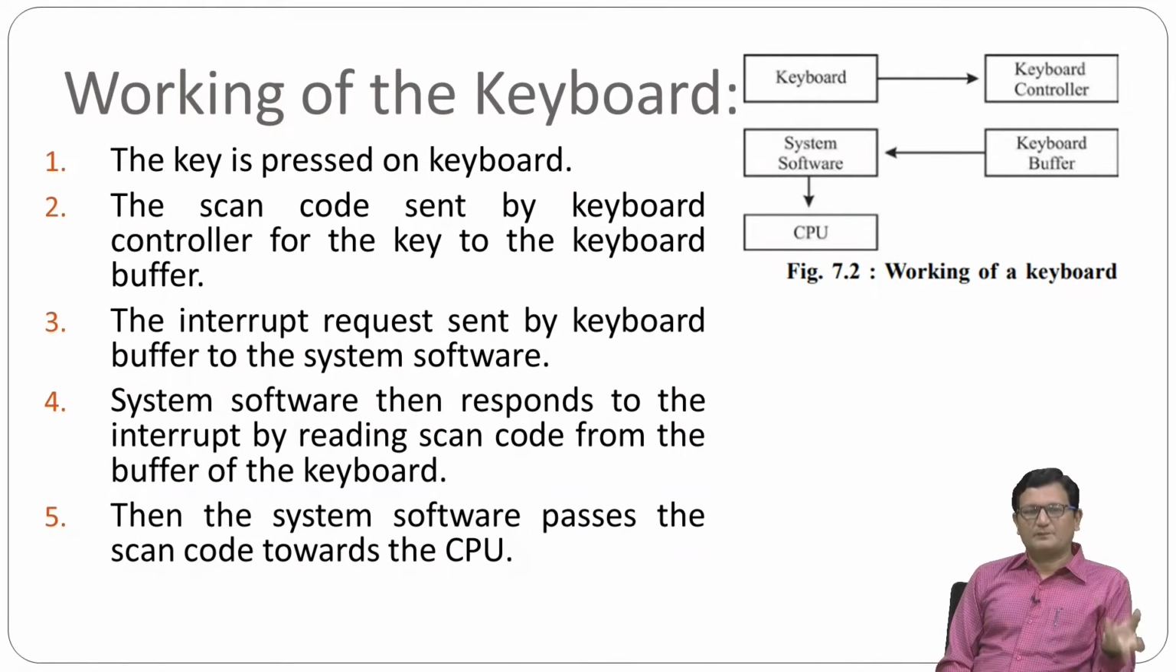Your operating system will react based on which key you have pressed. Then the system software passes the scan code to the CPU. Basically, whenever you press a key, the signal is stored in the keyboard buffer, which generates the interrupt signal recognized by your system software or operating system. Here, system software is the driver of the keyboard, or your operating system, and based on which key you have pressed, the operating system will now send an interrupt signal to the CPU.